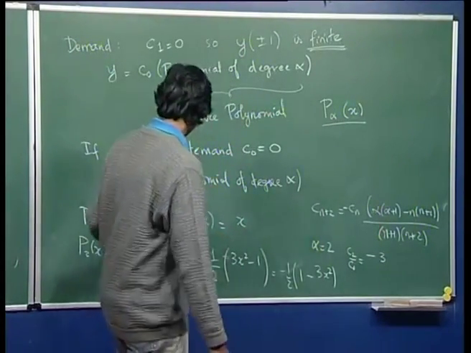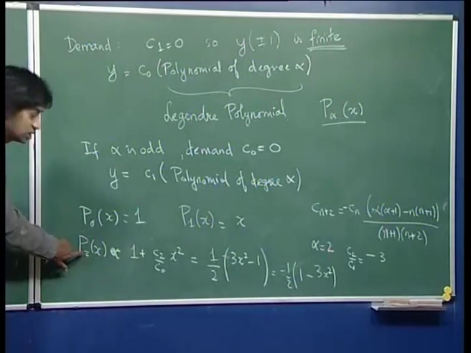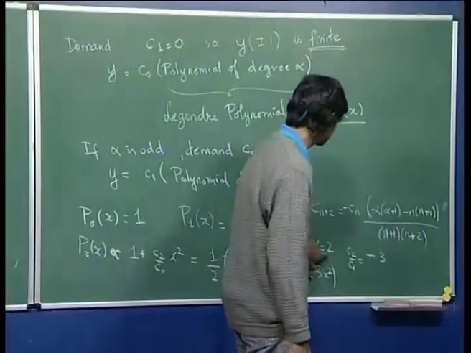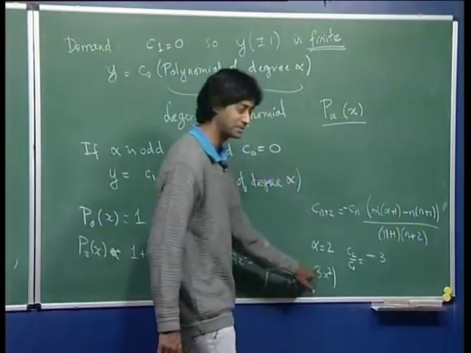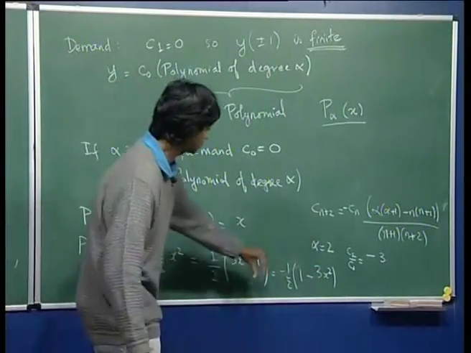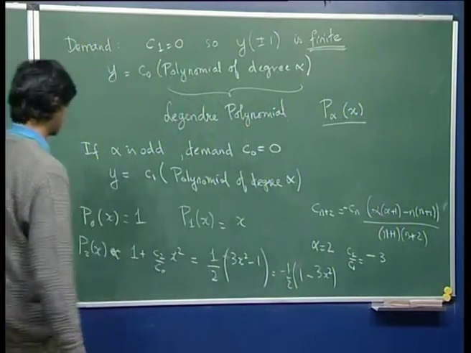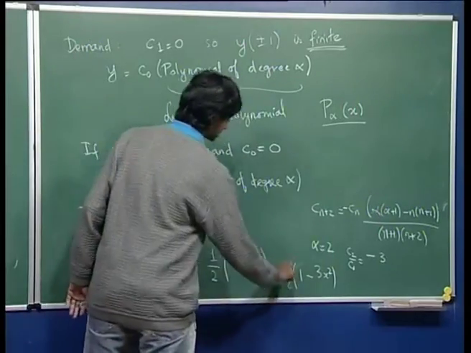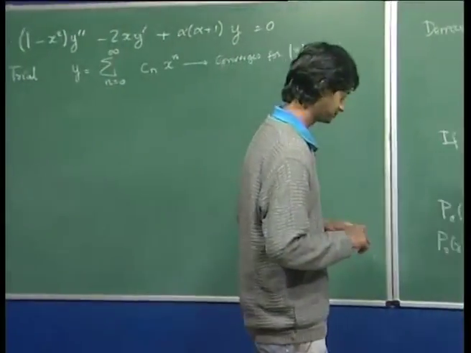Now when alpha equals 2, since we are calculating P2, you need to put alpha equal to 2. Then C2 by C0 becomes minus 3, and that is this minus 3 here. So except for this constant of proportionality, you know how to get the Legendre polynomials. You can derive the Legendre polynomials using this method.